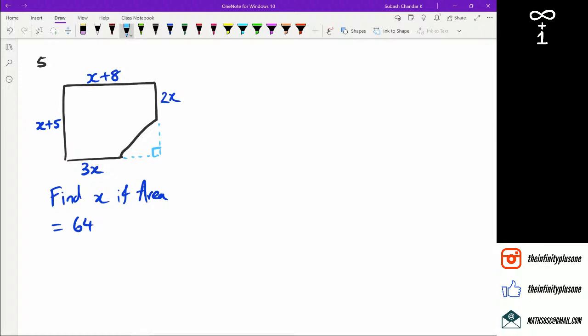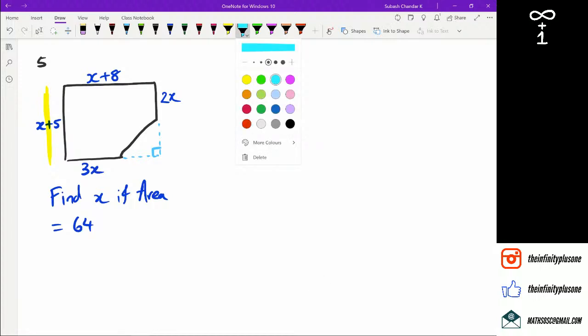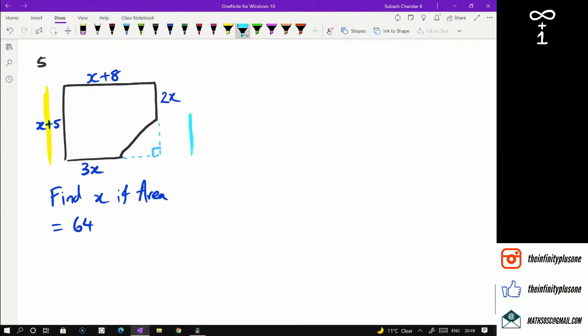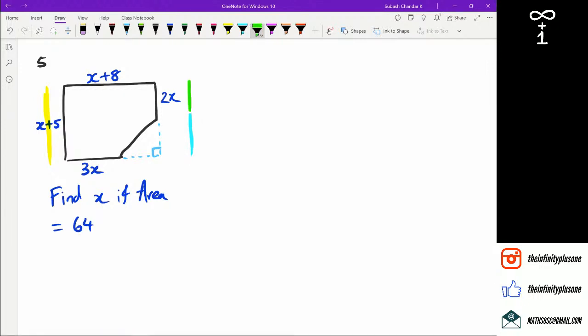Yes, Fatima, you are right. X plus 5 minus 2x to get the height of the triangle. So I'm going to get started slowly, guys. As you can see, x plus 5 is the height of this rectangle, and the blue part is the height of the triangle. And the green part is actually worth 2x.